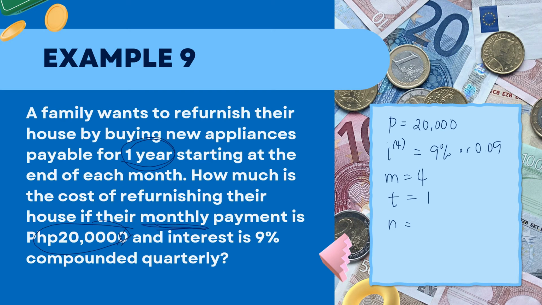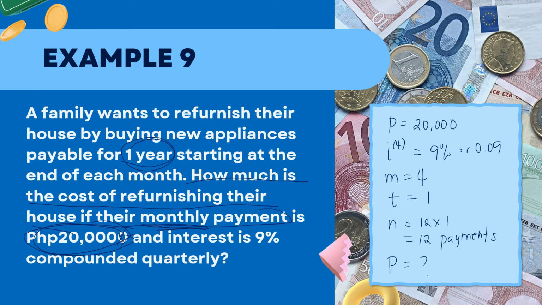ilan po yung number of payments natin? So, syempre, 12 times 1, that is 12 payments. Ano po ba yung tinatanong sa ating problem? Sabi dito, magkano daw yung cost ng refurnishing ng house nila kung ang monthly payment niya ay 20,000. So, magkano yung ating present value? Yun ating P na hinahanap.